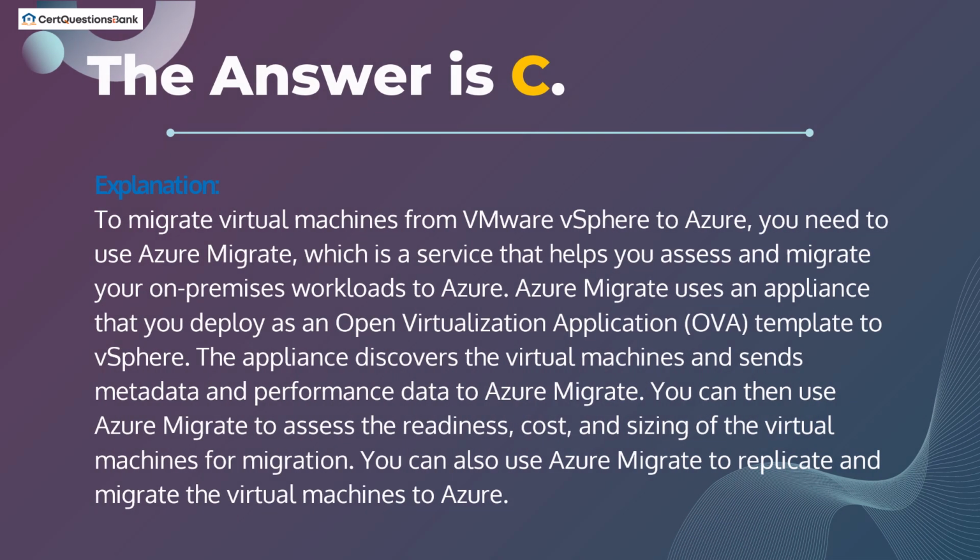The answer is C. To migrate virtual machines from VMware vSphere to Azure, you need to use Azure Migrate, which is a service that helps you assess and migrate your on-premises workloads to Azure. Azure Migrate uses an appliance that you deploy as an open virtualization application, OVA, template to vSphere.